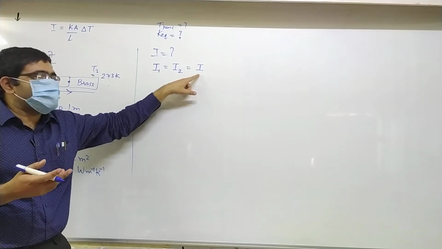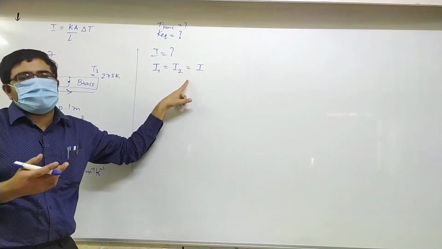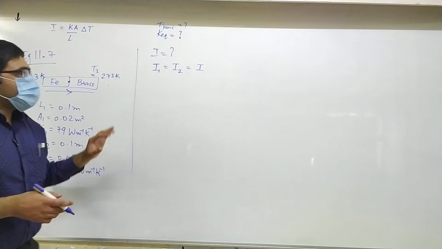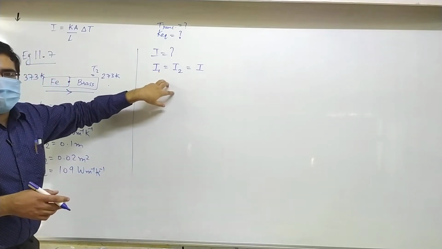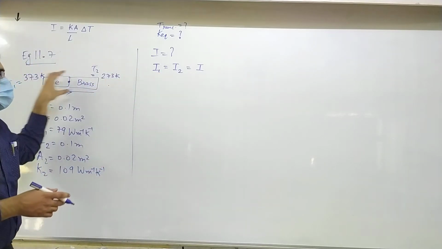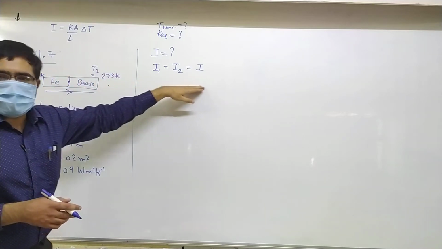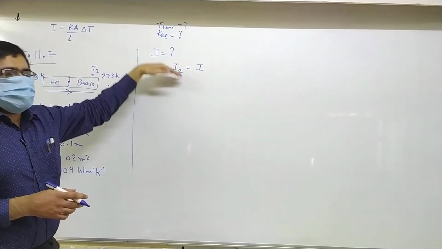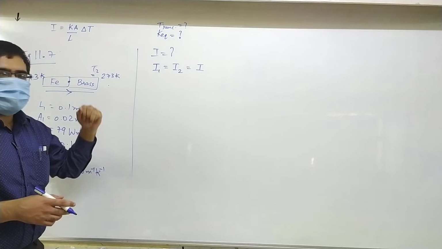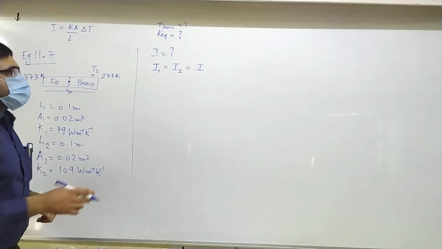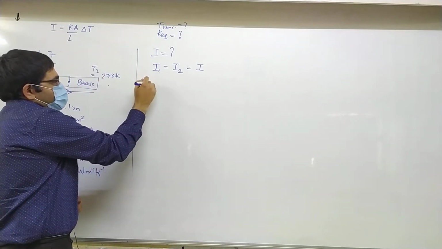That is I, let's say, which would be equal to I1 and also equal to I2. This is the central idea of this solution. Again, series, so heat current is the same, right? With this concept, we'll be able to get all the answers. Okay, step by step. So first of all, let's put the value of I1.